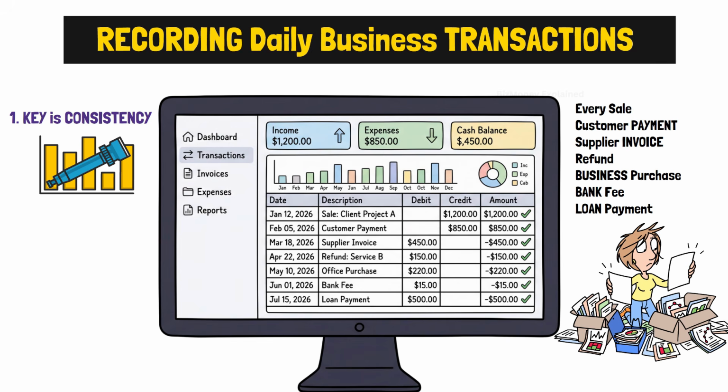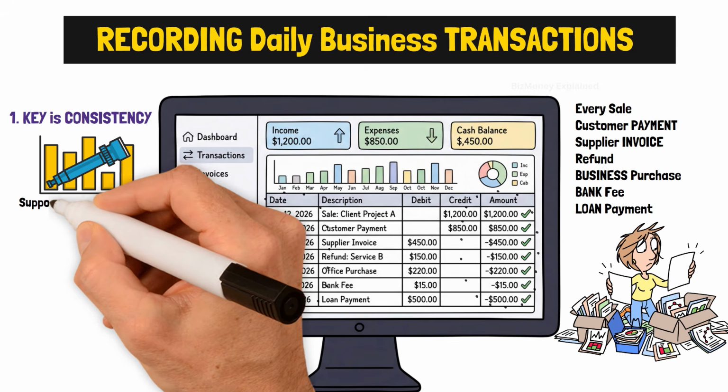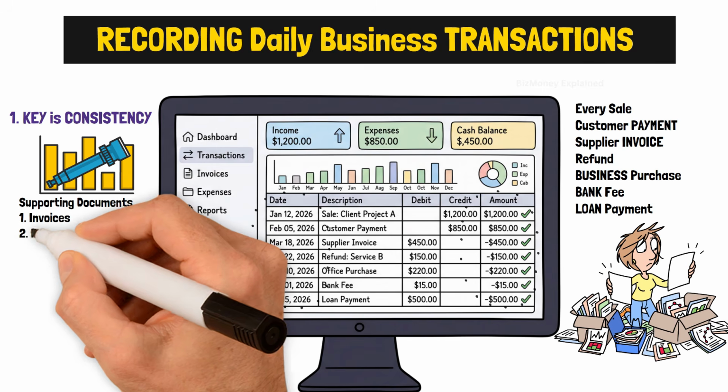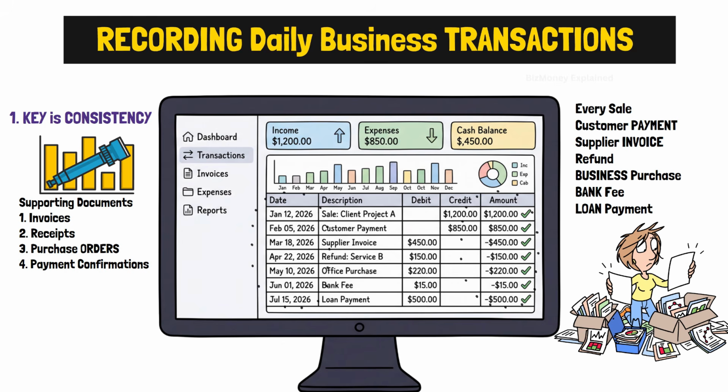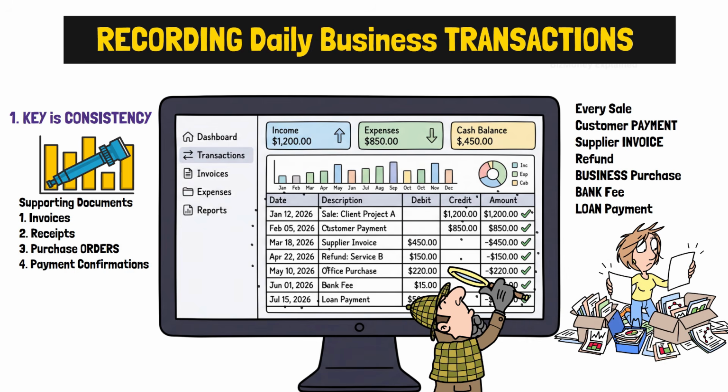Always record the transaction date, the amount, the payment method, and the correct account category. Supporting documents such as invoices, receipts, purchase orders, and payment confirmations should also be stored because they verify every entry. Avoid estimating numbers or relying on memory. If something is unclear, verify it before recording it. Small mistakes repeated every day eventually create large financial problems.